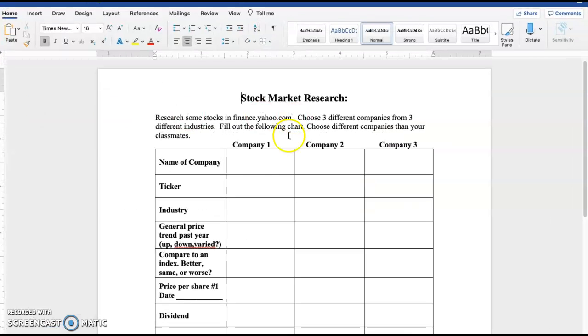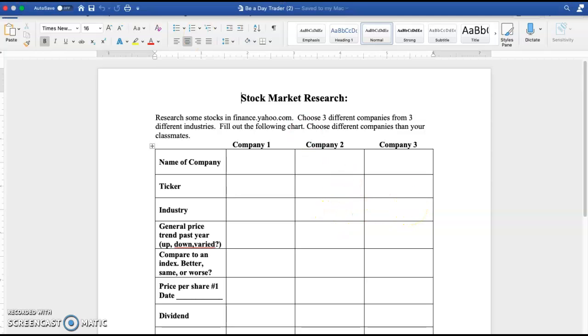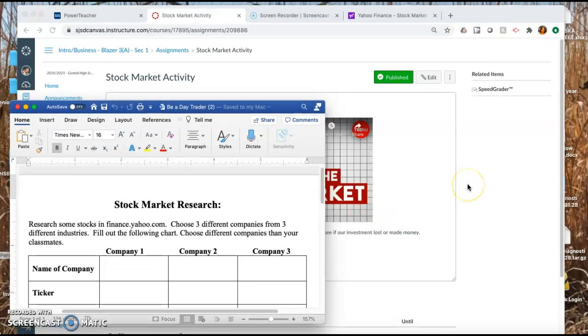And you're going to invest $10,000 in each of 3 different companies. You're going to buy shares in 3 different publicly held companies. So these are corporations that are available to purchase shares on the stock exchange. Now I'll show you where you're going to get this research done and how to choose your stocks.